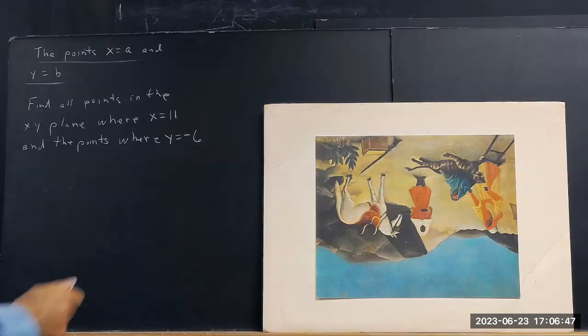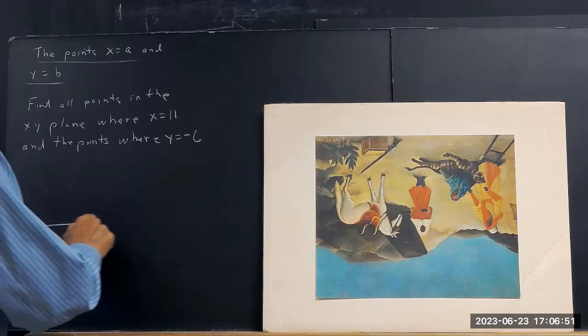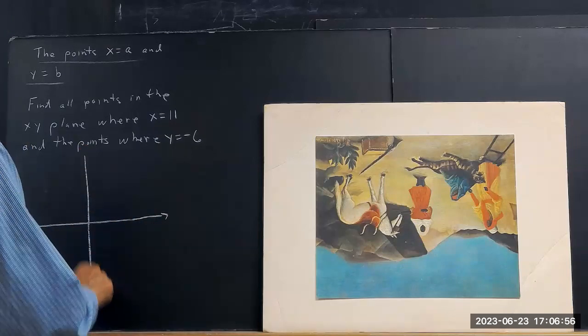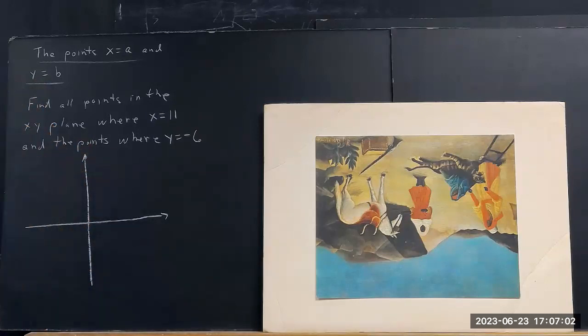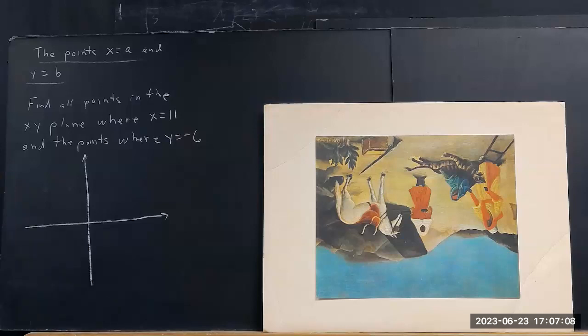Okay, so we want to draw a set of xy coordinate axes. So we'll just draw a horizontal line, and a vertical line, and there it is. Okay, and now we want to find all the points where x equals 11 and y equals -6. Of course, we have no idea where 11 is or where -6 is because we don't have a scale on the axis.